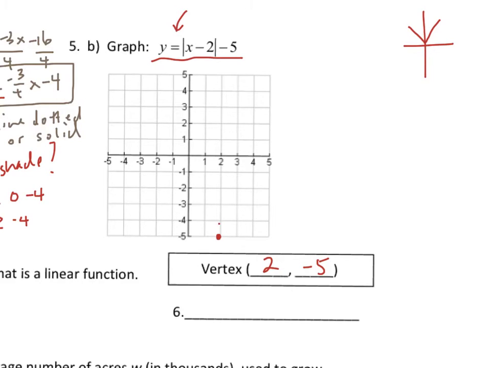So on either side, since it's going up, I count a slope of 1 on one side and a slope of negative 1 on the other side. And I get a pretty accurate graph of my absolute value. This is a real quick tutorial on how to graph absolute value, and it involves the vertex.